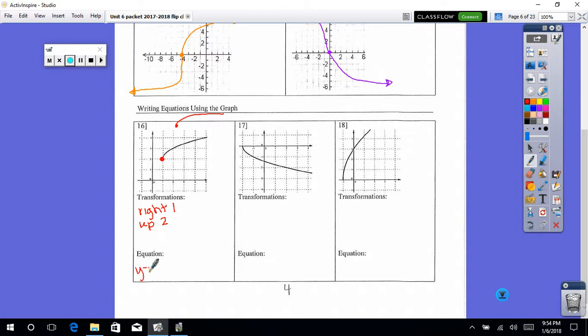So we have y equals. In order to go to the right 1, we actually are going to put a -1 under the radical, and then up 2 is a +2 on the outside.